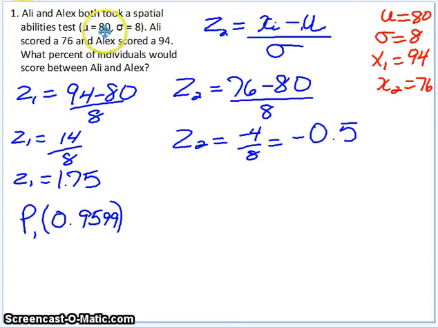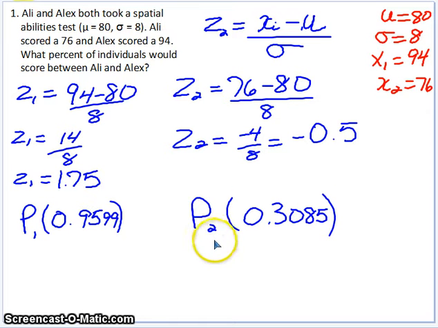We then go and work on Ali. We find that it has an x value of 76, so 76 minus 80 divided by the standard deviation of 8. And we end up getting a z-score here of negative 0.5. That means we're going to have to go to the other z-score table and locate it right next to the first one back at the textbook. And we find there that we have a p-value of 0.3085.